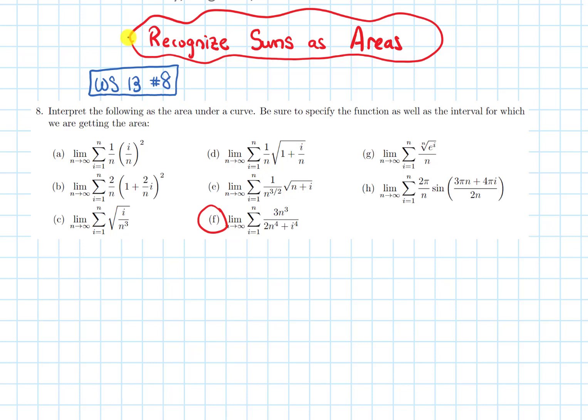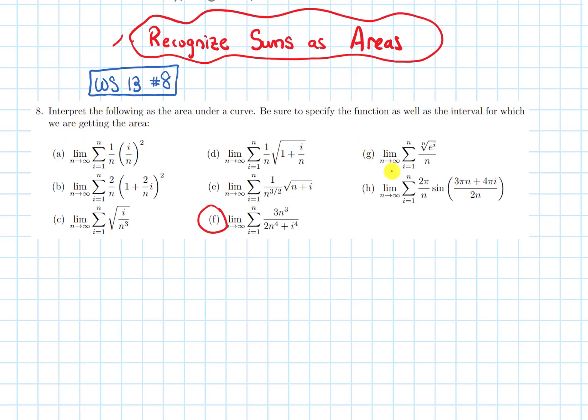In this discussion video, we'll do an example problem where we recognize sums as areas. So I'm going to look at problem number 8 from worksheet 13. In our previous discussion, we did a couple of these problems already. But remember, the goal is I want to interpret the following as the area under a curve. So be sure to specify the function as well as the interval for which we are getting the area.